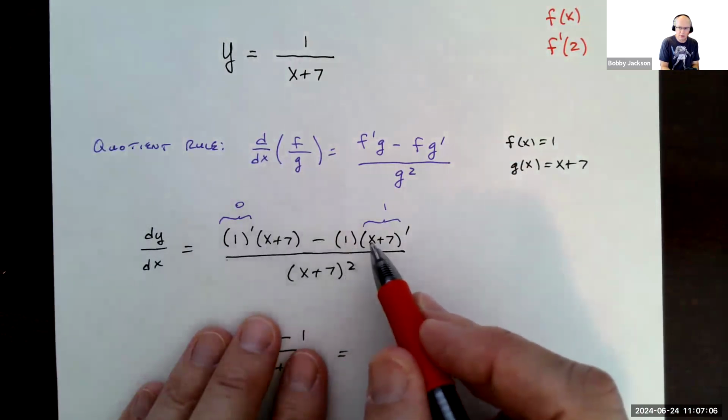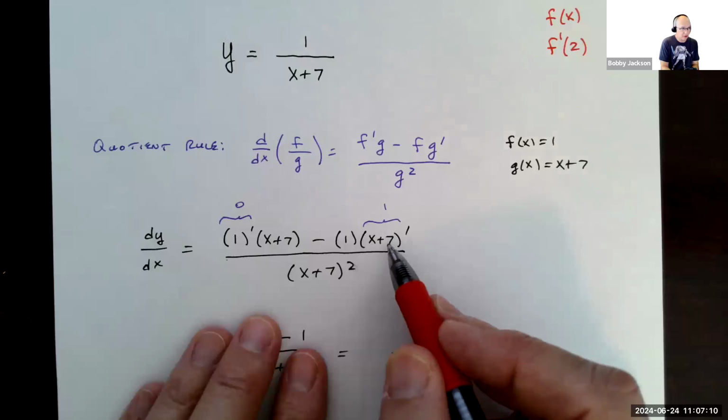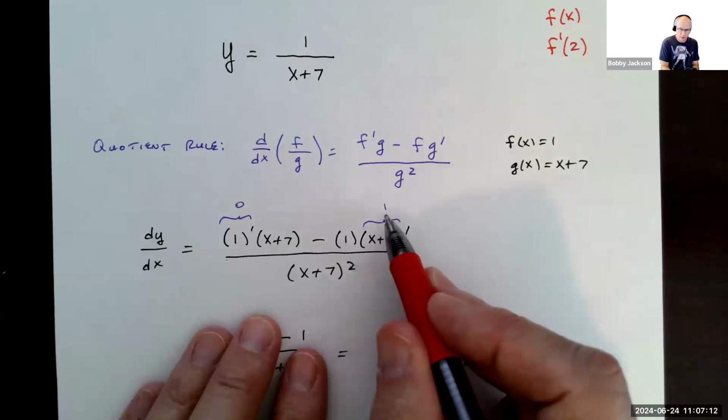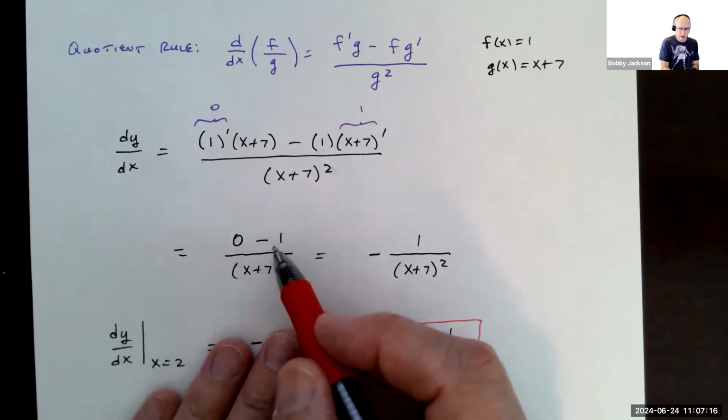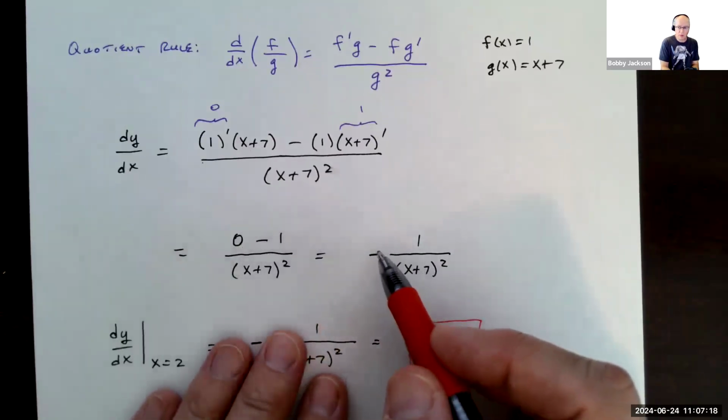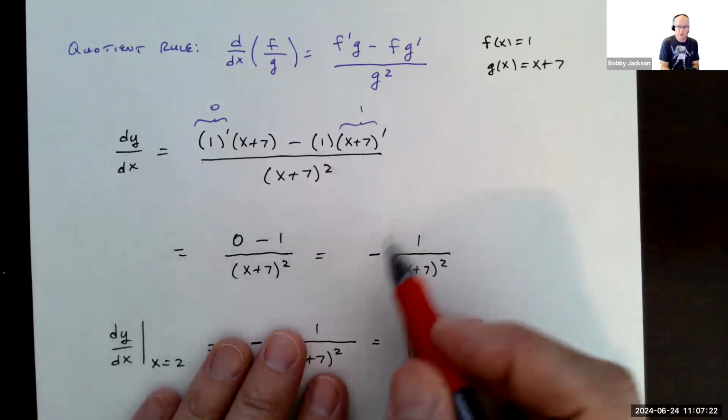Minus what? 1 times, what's the derivative of x plus 7? Well, derivative of x is 1. Derivative of 7 is 0. As we just said, that's a constant. So that whole derivative is just 1. So when we simplify it, we have 0 minus 1 up top, which is just negative 1. I'll put the negative out here. Here's my derivative.